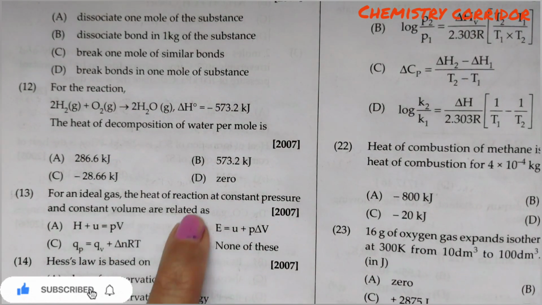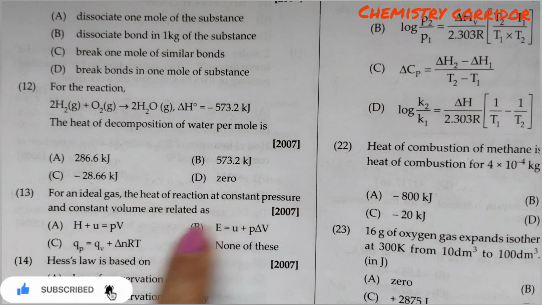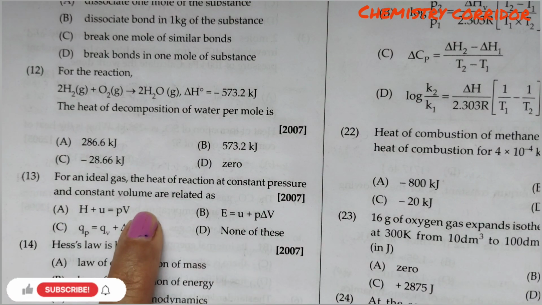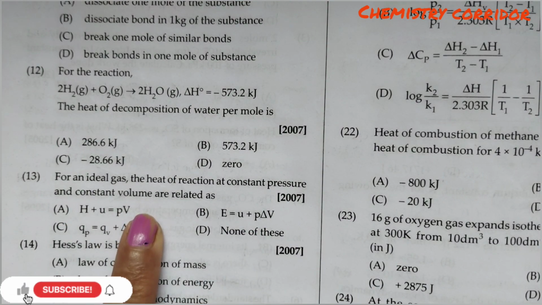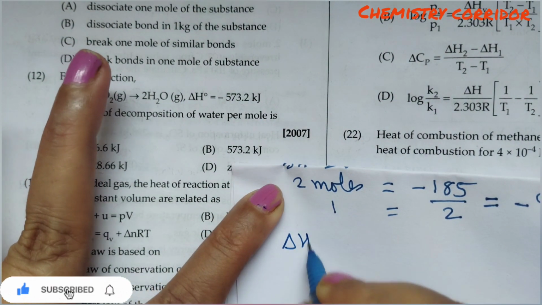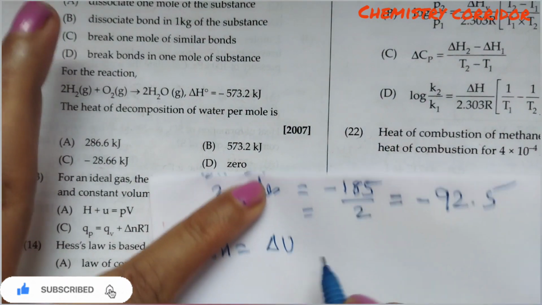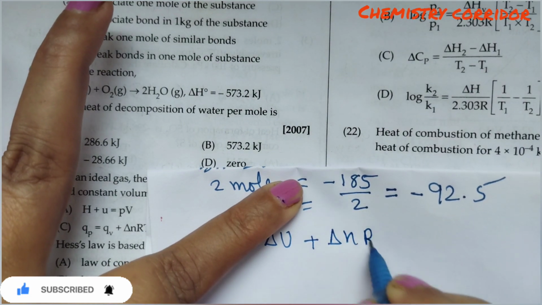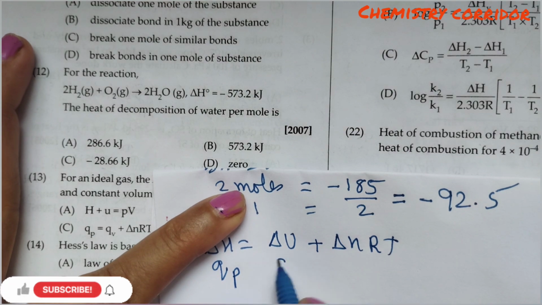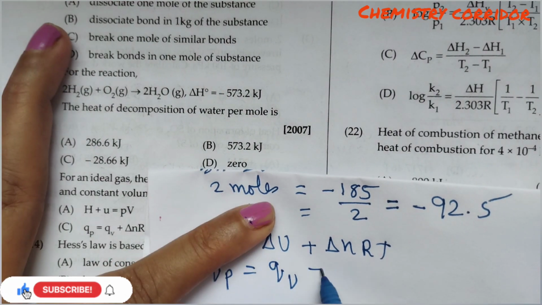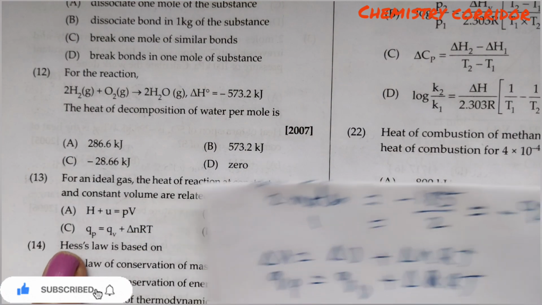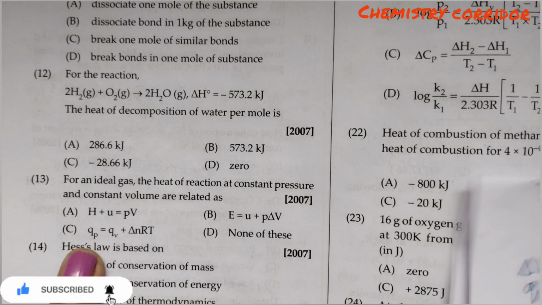For an ideal gas, the heat of reaction at constant pressure and constant volume are related as... at constant pressure and constant volume, they are talking about delta H and delta U. You know, students, the equation, that is delta H is equal to delta U plus delta N RT. And what is delta H? It is heat at constant pressure. What is delta U? It is heat at constant volume, plus delta N RT. So, this is the equation. So, here the answer is third option. Let's see the next one.